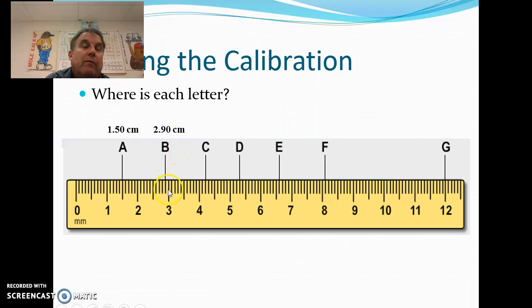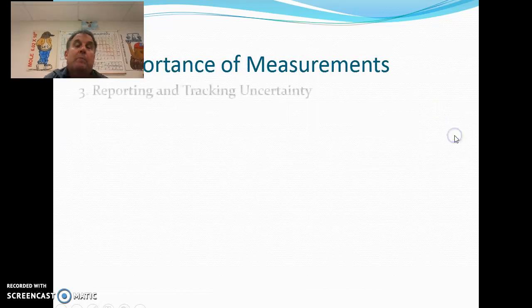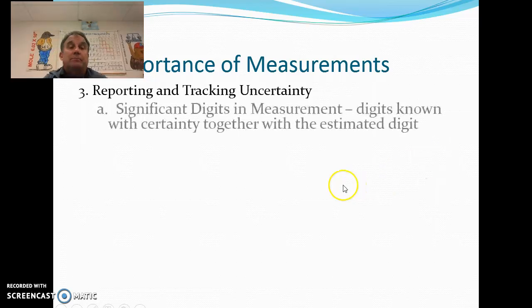And for B, right on the 2.9 line. For C, right on the 4.2 line. D, right on the 5.3 line. E, right on the 6.1 line. Oops, I made a mistake, didn't I? It should be 6.6. This is 8.10, and that's right on the 12.0 line. So 12.00. Now, why do we care about this?